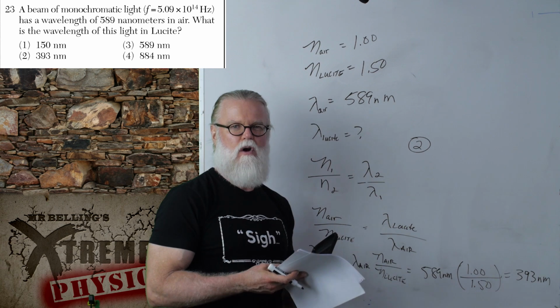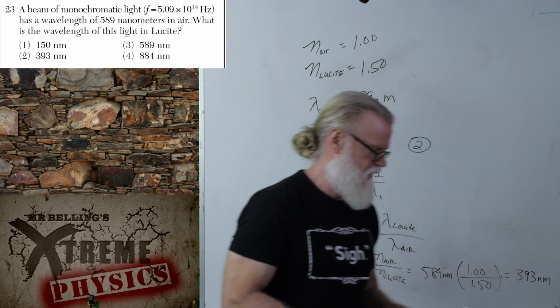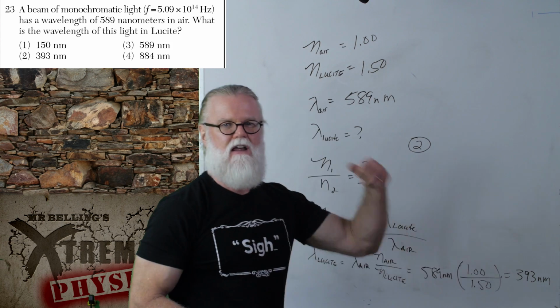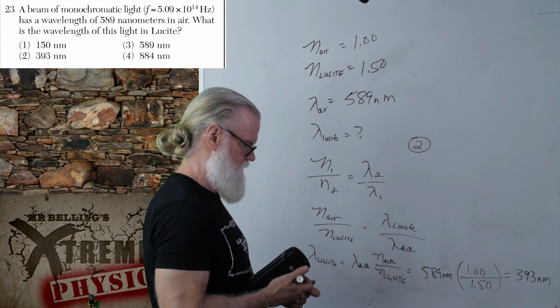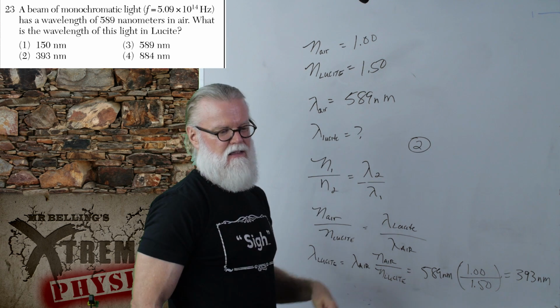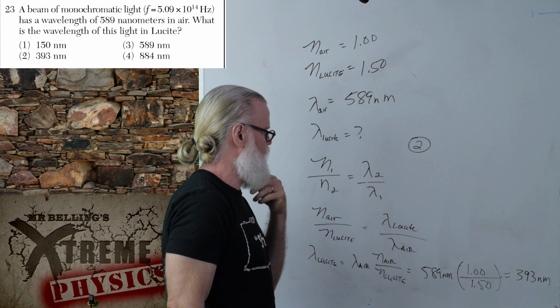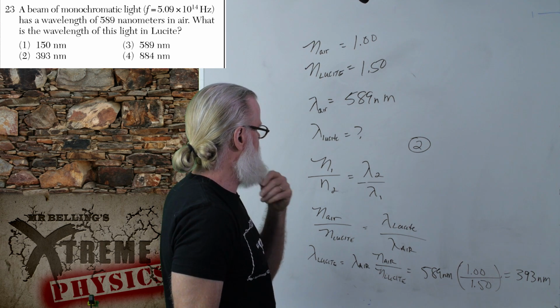When a wave travels from one medium to another, it's important to understand that the frequency will remain the same. The speed can change and the wavelength can change. So basically, when it goes from air to lucite, the speed is going to go down. Therefore, the wavelength is going to get smaller.